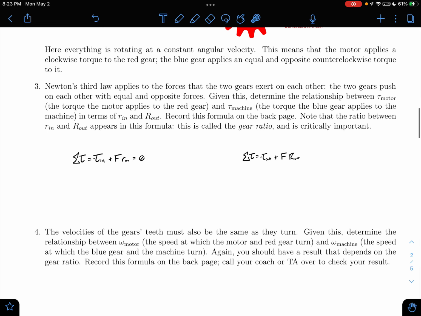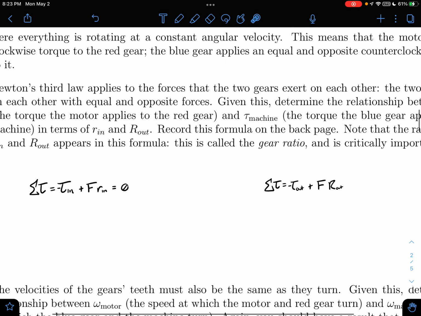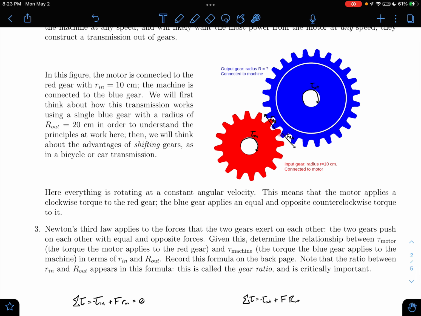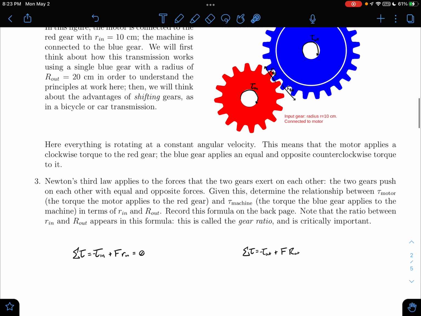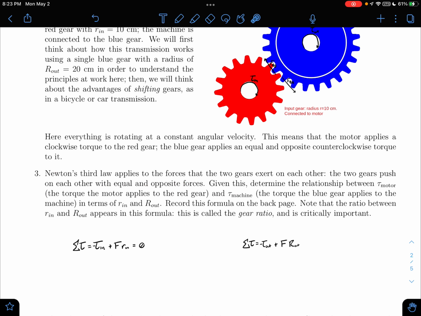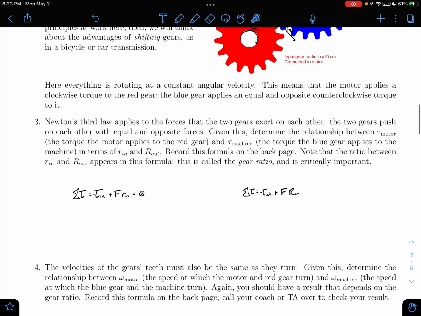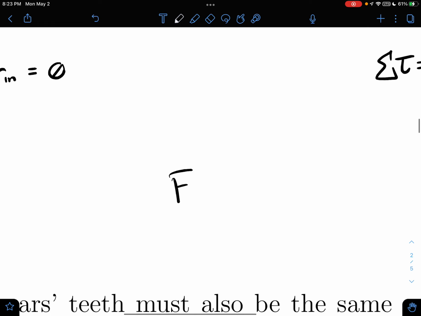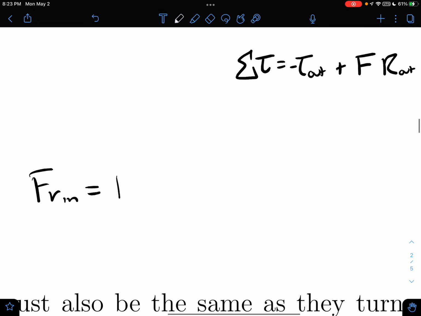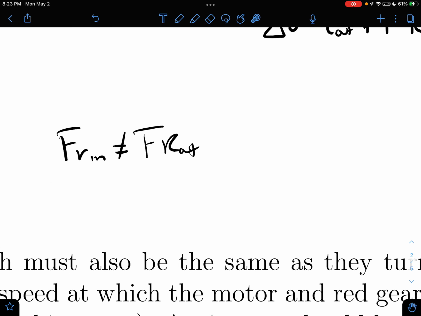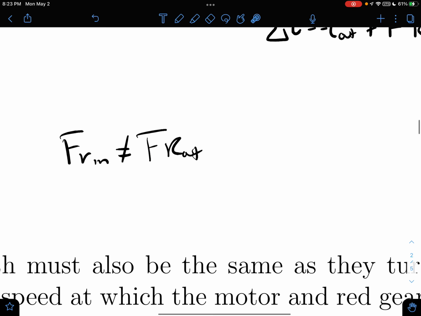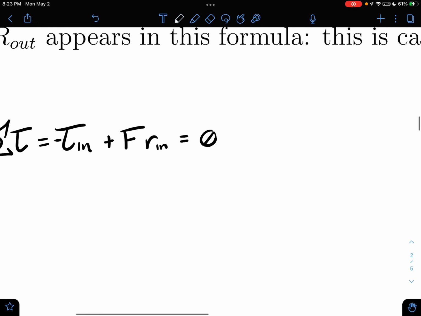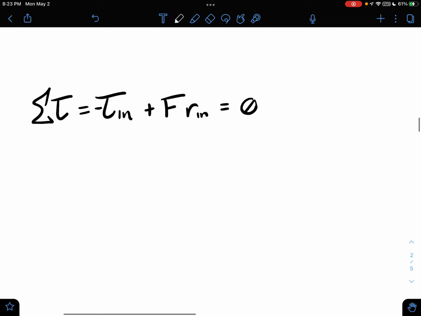So I can get the relationship between the two torques in that situation. It is tempting to say that the torque I do here has to be the same as the torque there. But that's not Newton's third law. Newton's third law says that the forces are equal and opposite. I can't say that F R in is equal to F R out, because if these forces are the same but these radii are different, there's no way they could be equal. So we can't just set it up like that. We have to solve this one and plug it into the other one.